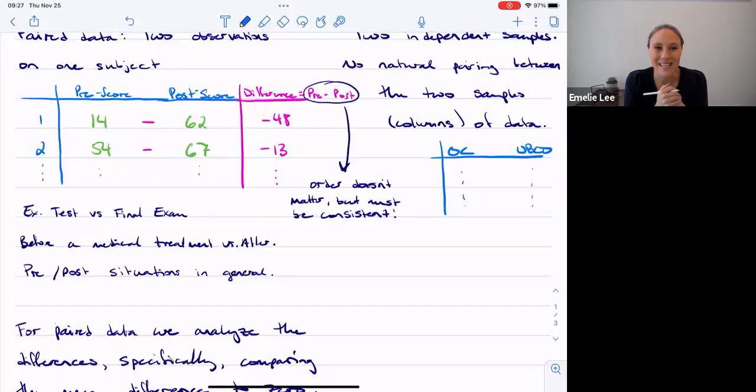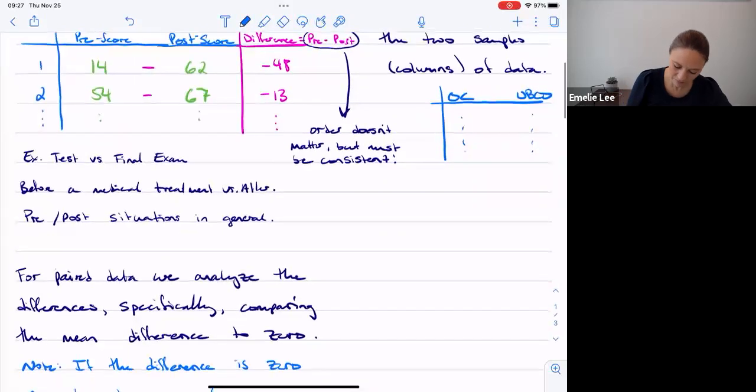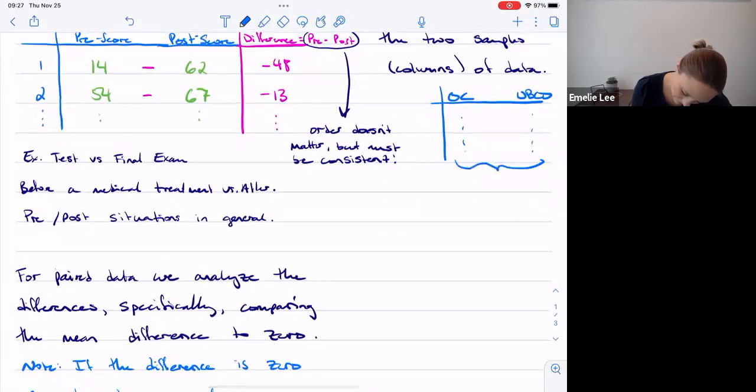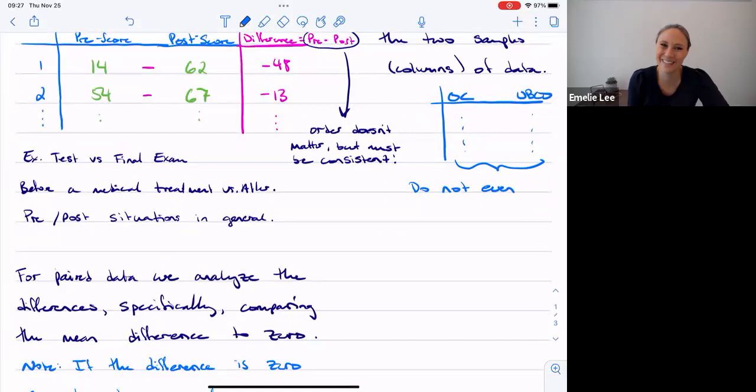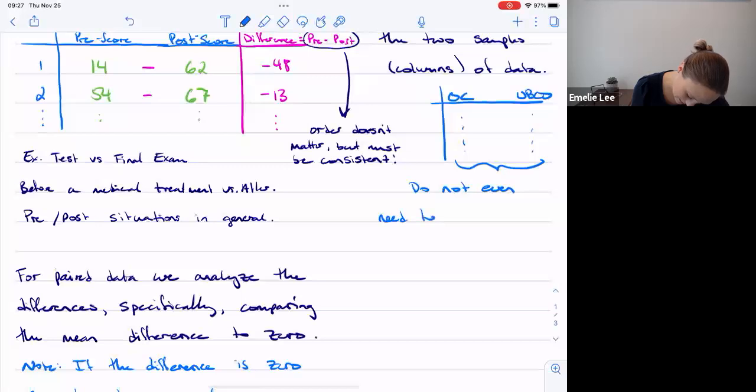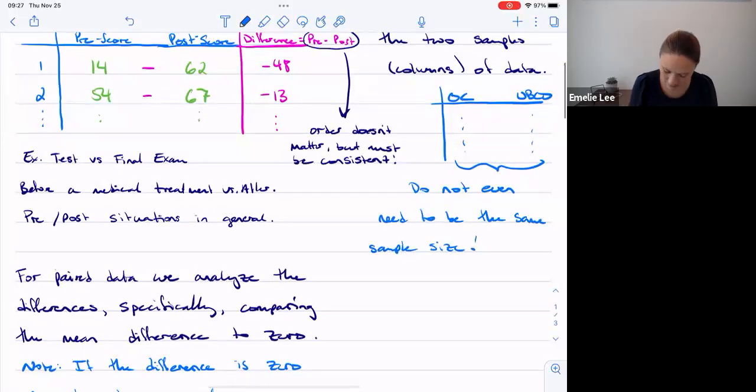Okay. What's nice is those two samples do not even need to be the same sample size. And that's pretty cool, I think. We can have different sample sizes for the two groups.